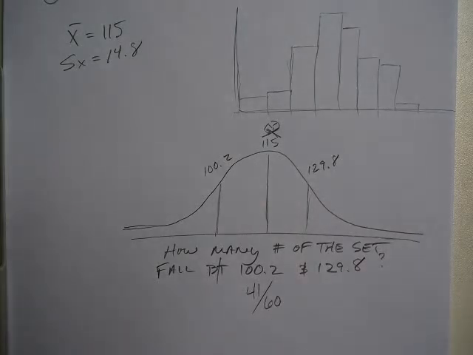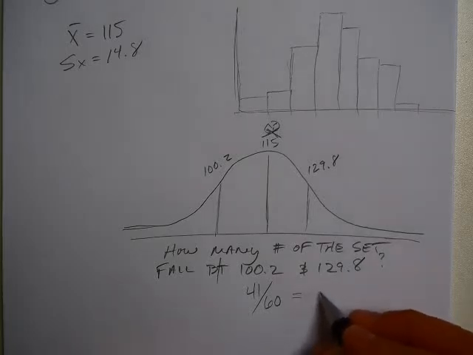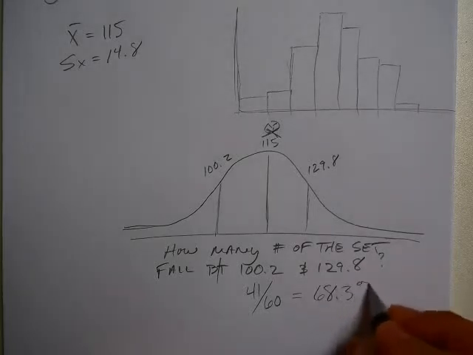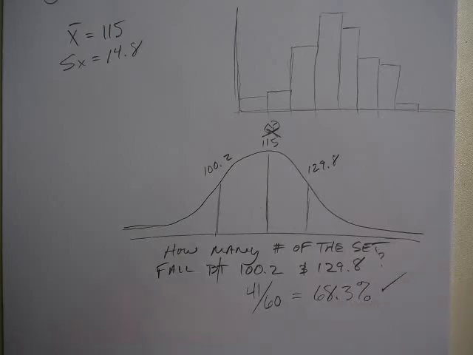And remember what percent of the data should fall between here if it's normal? 68%. And what do we get when we take the 41 and divide it by 60? We should get pretty close to 68% if it's normal. I get 68 and 1/3. Do you? So we're close enough there. Again, we're not expecting perfection here, but we're close.